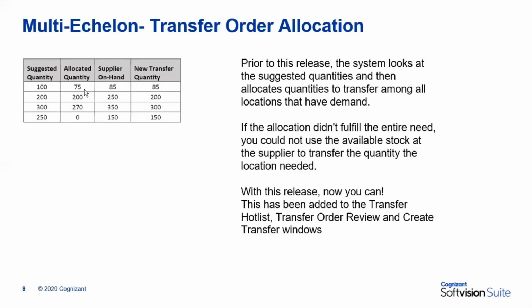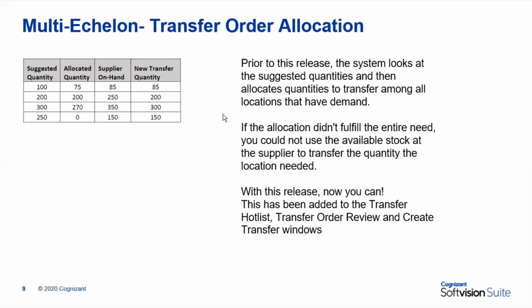If you have additional inventories on hand for the supplier on hand field that could technically go to that suggested transfer quantity, the system doesn't allow you to do that currently. So we've now given you the option to be able to do that. So if you have suggested quantities that the allocation is not meeting and you have additional inventories on hand, you will have the option to not use the allocated quantities and then use the quantities on hand from the supplier.